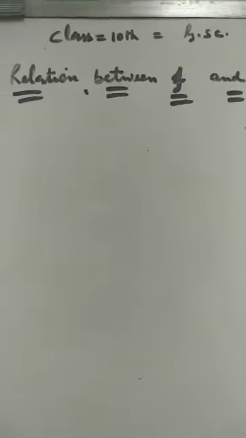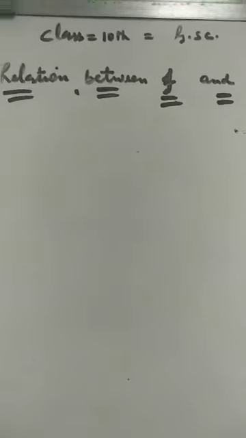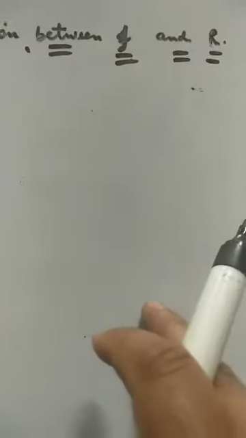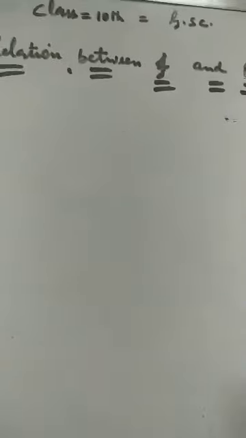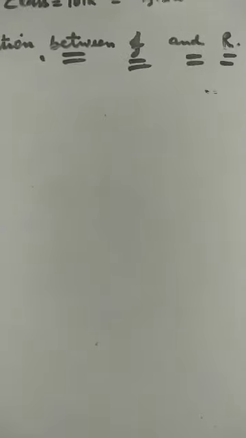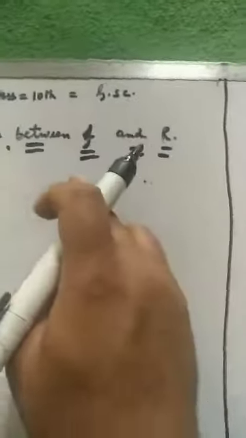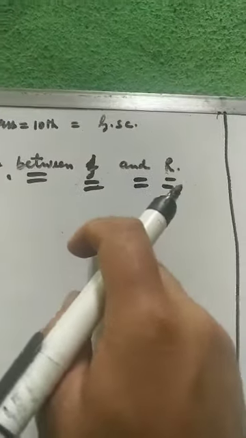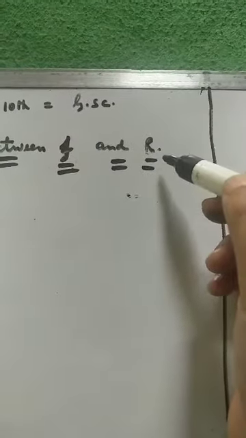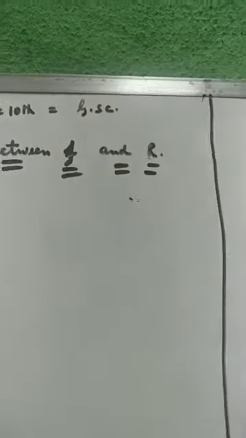So, in this video, we are going to derive the relationship between focal length and radius of curvature. We know that these terms, focal length and the radius of curvature, both are distances. Focal length is the distance between the focus, principal focus, and the pole of the mirror, whereas the radius of curvature is the distance between the center of curvature and the pole of the mirror.